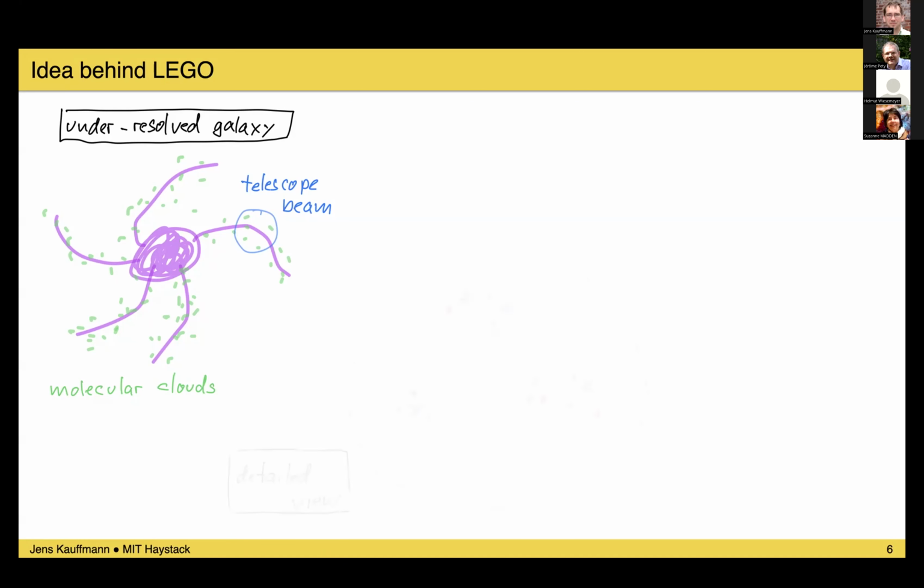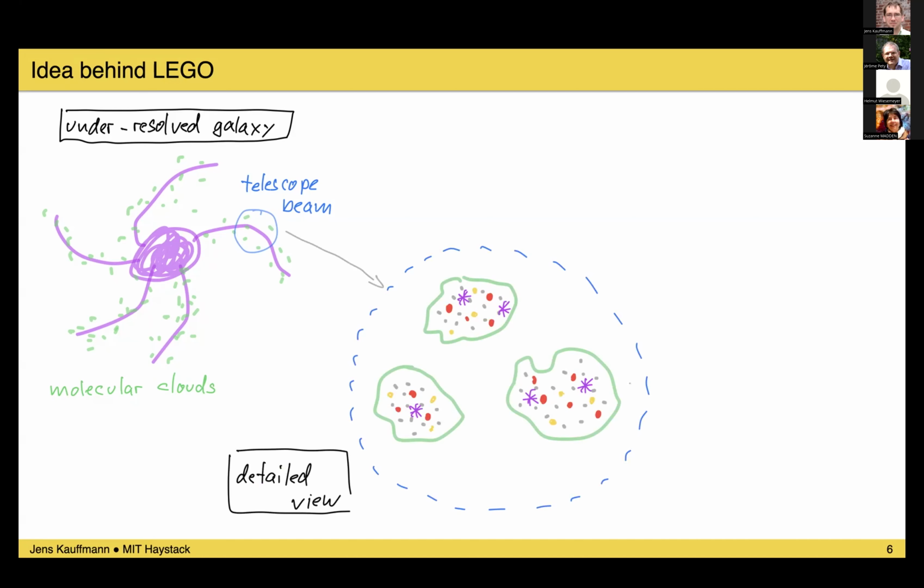So the trick that we can use is to think about what's actually happening there in a bit more detail. If you think about it, one single telescope beam placed on a nearby galaxy shows several molecular clouds, and then those molecular clouds are composed of, on one hand, molecular hydrogen, which is the bulk of the mass, and in particular the dense gas that's relevant for star formation.